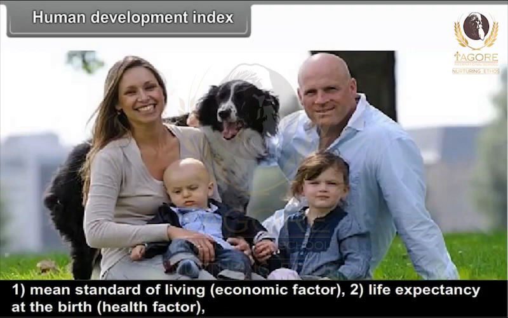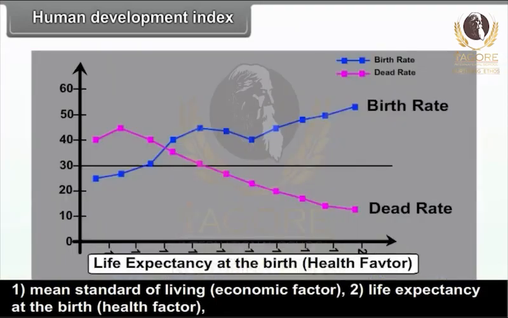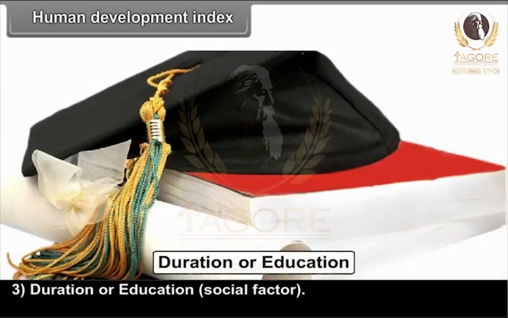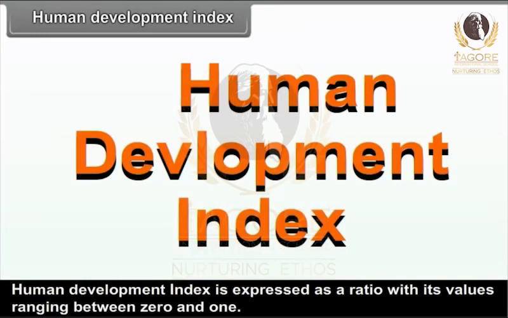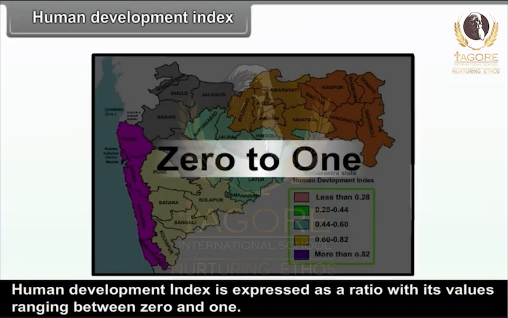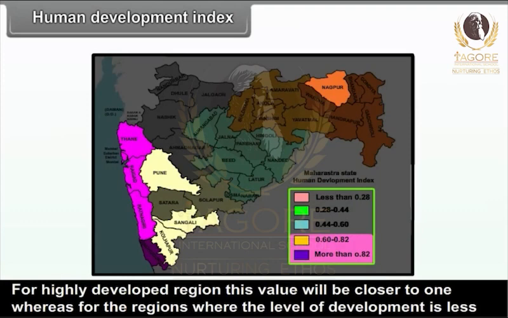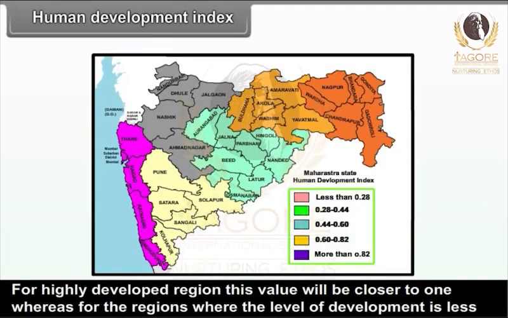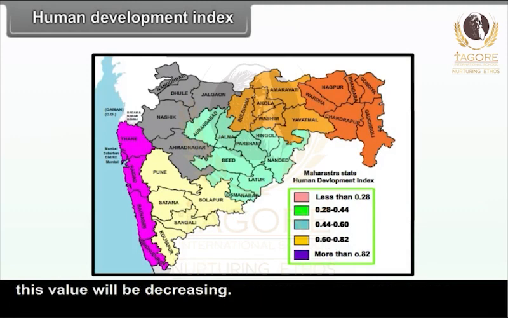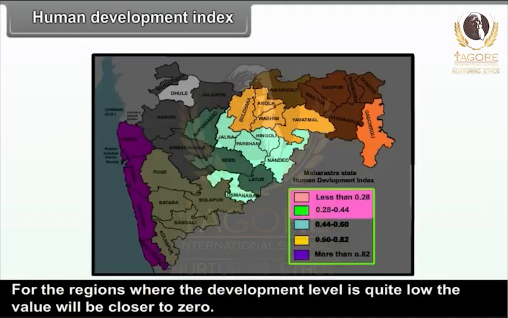Mean Standard of Living, the economic factor. Life Expectancy at Birth, the health factor. Duration of Education, the social factor. The Human Development Index is expressed as a ratio with values ranging between 0 and 1. For a highly developed region, this value will be closer to 1, whereas for regions where the level of development is less, this value will decrease. For regions where the development level is quite low, the value will be closer to 0.